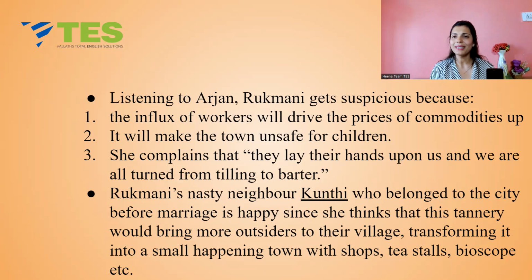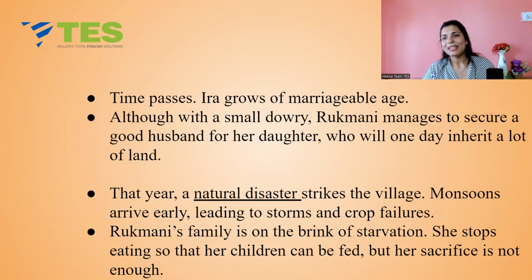Okay. Now, here another character enters. She's an important one in the novel. She's Rukmani's neighbor, a nasty neighbor, Kunti. Kunti belonged to the city before marriage and Kunti is very happy when she hears about the tannery because she thinks that this tannery would bring more outsiders to their village, transforming this village into a small happening town with shops, tea stalls, picture halls, etc. So see the contrast. Rukmani wants a confined space, but Kunti wants a bigger place to stay. Yes, differences.